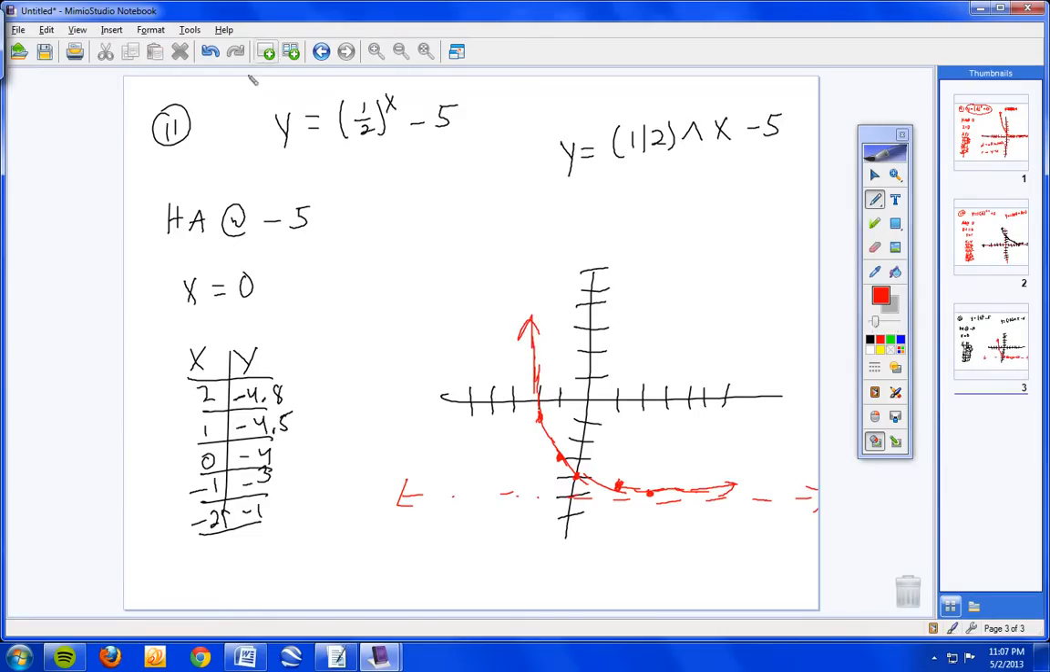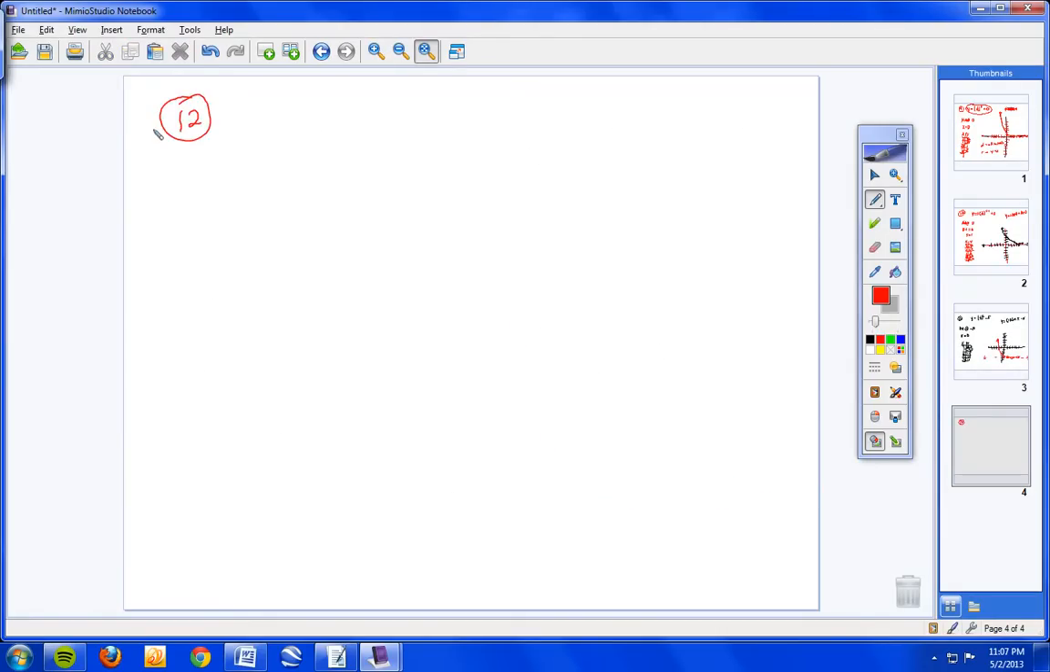Moving on to number 12. All right, here's the problem. Okay, notice there's a number at the end being added or subtracted. Right here it's a positive 2. So you have a horizontal asymptote at 2.